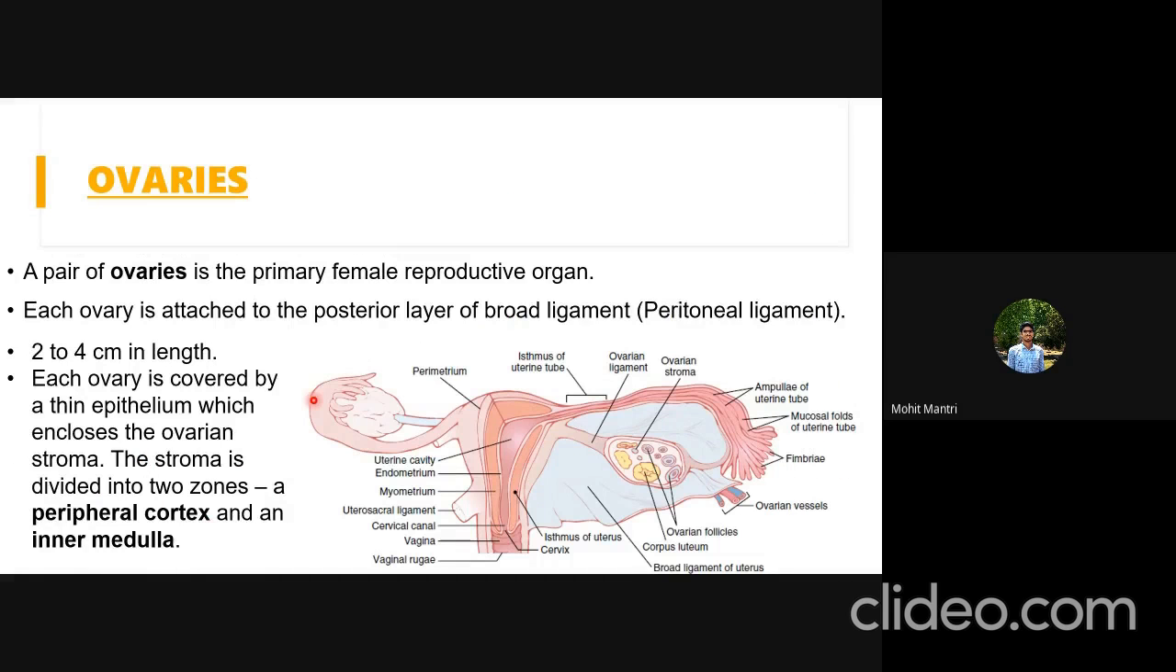The pair of ovaries, which is the primary female reproductive organ, produces gametes in females, and each ovary is attached to the posterior layer of the broad ligament. This is the broad ligament, this bluish part, and it is known as the peritoneal ligament. The ovaries are almond-shaped and 2 to 4 centimeters in length, and each ovary is covered by thin epithelium, which encloses the ovarian stroma. The stroma is divided into 2 zones, the peripheral cortex as well as the inner medulla.